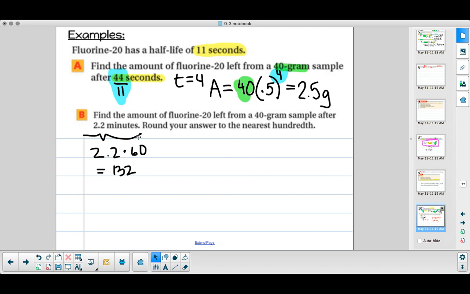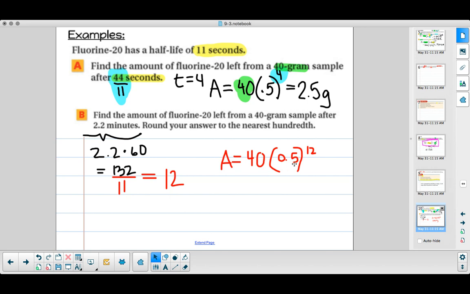And then I'm going to divide that number by the 11 to figure out how many times a half-life actually occurs in 132 seconds. So 132 divided by 11 is 12. That means my t is going to be equal to 12 in this problem. The starting amount is still 40 grams, so we're going to say A equals 40 times 0.5 raised to the 12th power. Again, since there are 12 half-lives in 2.2 minutes.